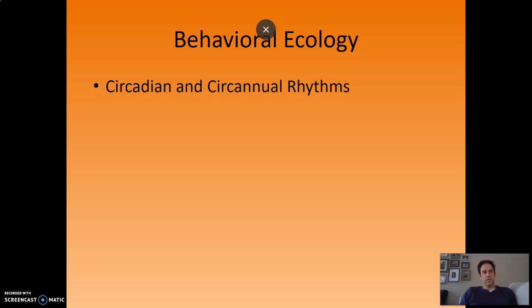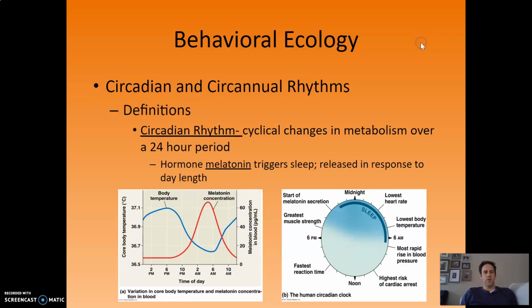So in part one, we looked at how innate behaviors are pre-programmed and organisms just kind of do them, come into the world doing them, and without much thought. So now we're going to look at another set of behaviors. These are going to be around circadian and circannual rhythms. So first of all, what are these?